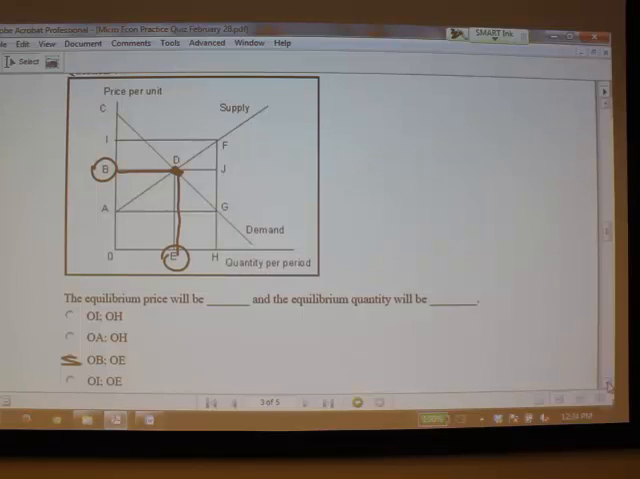So this OB means this distance. And OE means this distance. You know, myself, I would just say B and E. But, you know, they have a little bit different notation, but that's all it is, notation.